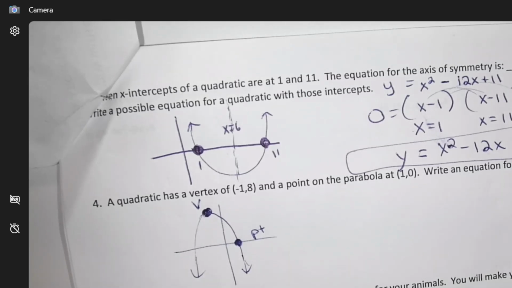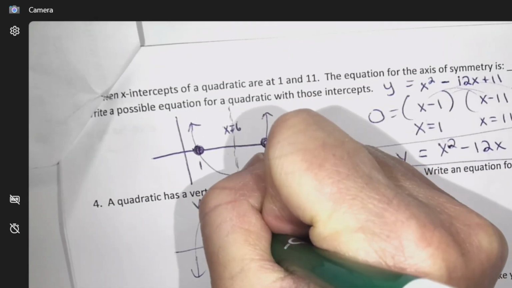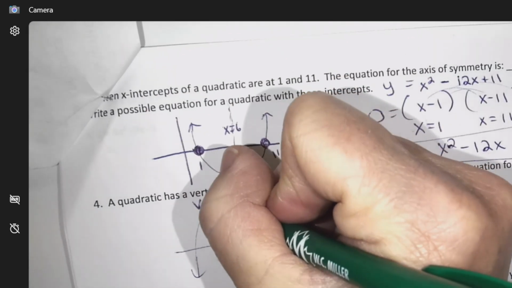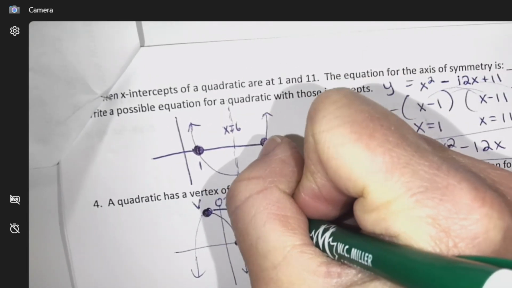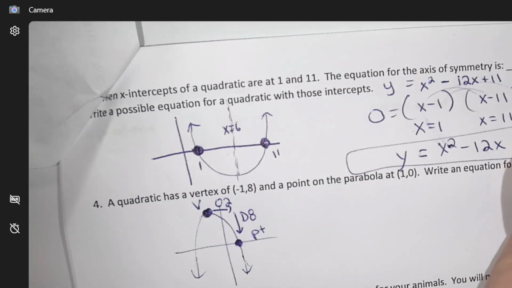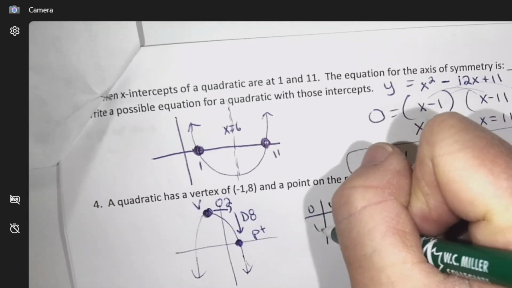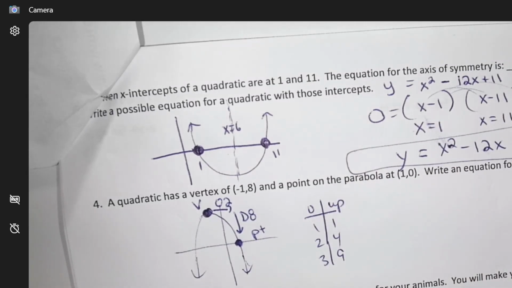Okay, here's my question for you. What kind of moves did you make? What did you do? You went over 2, and I went down 8, right? Okay, let's check out the 1, 1, 2, 4, 3, 9. Is that on there? No, it's not on there.